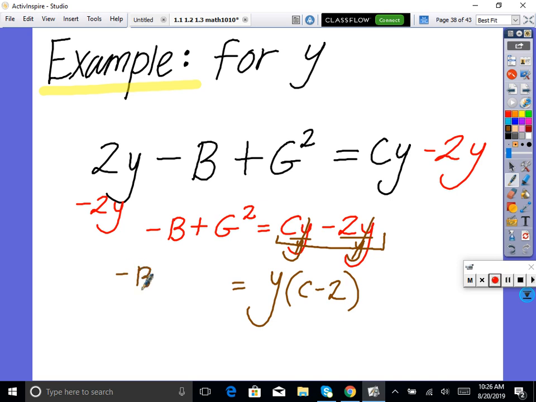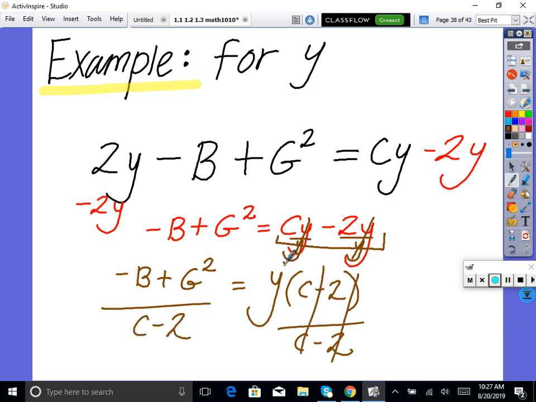So we have negative b plus g squared equals this. Well, look how nice it is. What's your goal? To get y alone. So now what would I do to get y alone? One step. Divide by c minus 2, right? Divide by c minus 2. And y is all by itself. We've reached our goal. I would make a note to myself, study for exam, right by that problem.